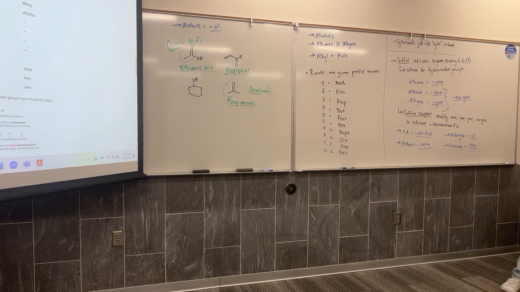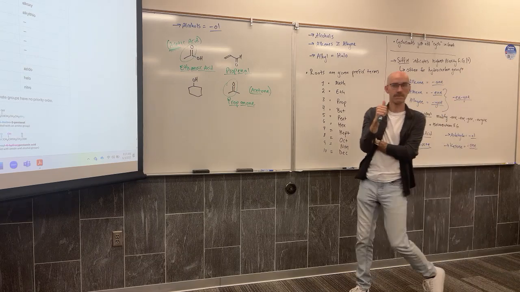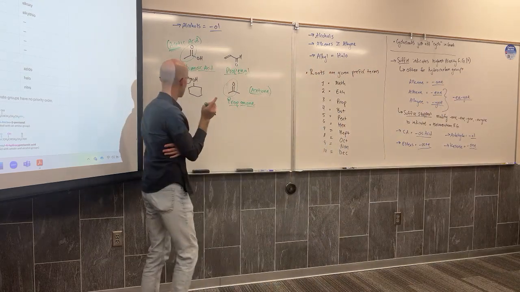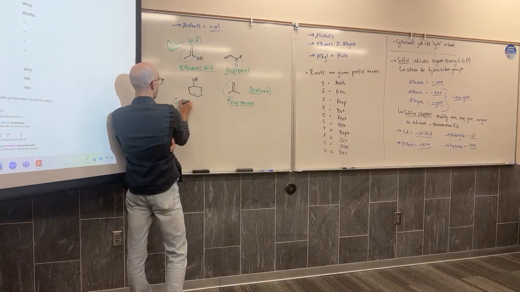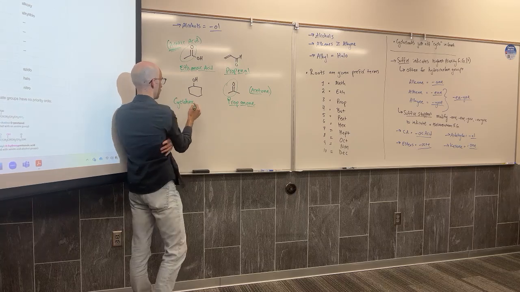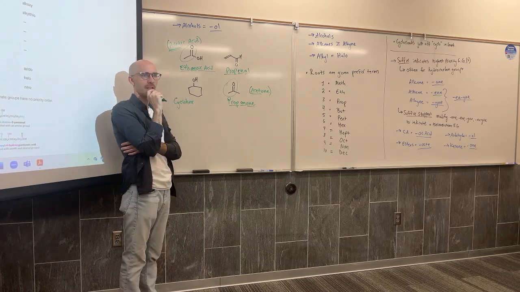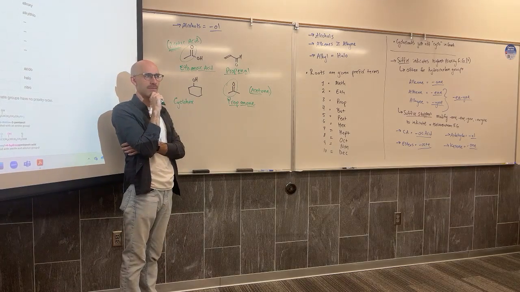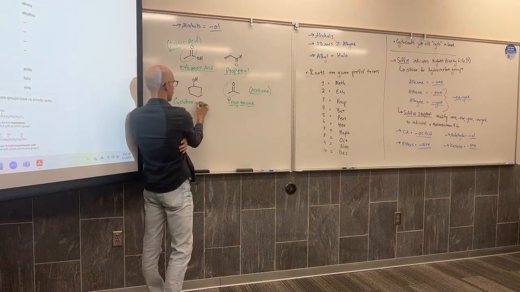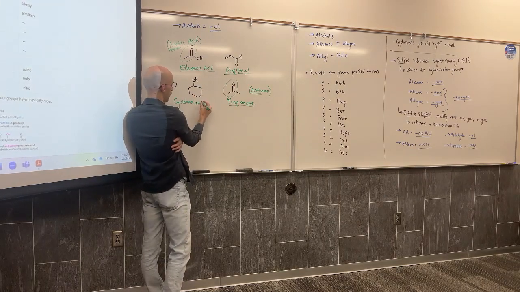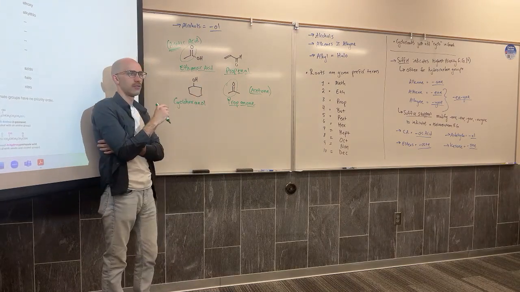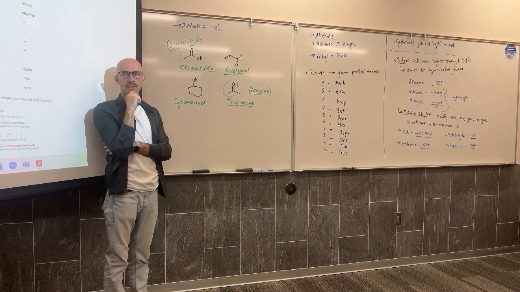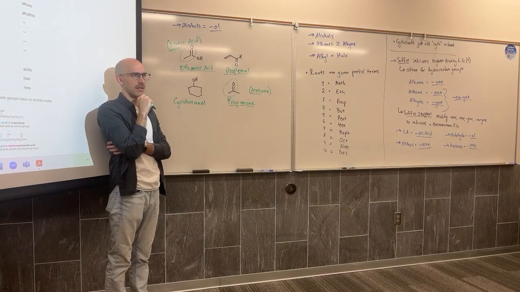What's the root? Not just hex? Nice, cyclohex. What's the suffix that it will get? Anone. Yeah, it's going to get AN for the alkane part of the ring and OL for the alcohol that's on there: cyclohexanol.